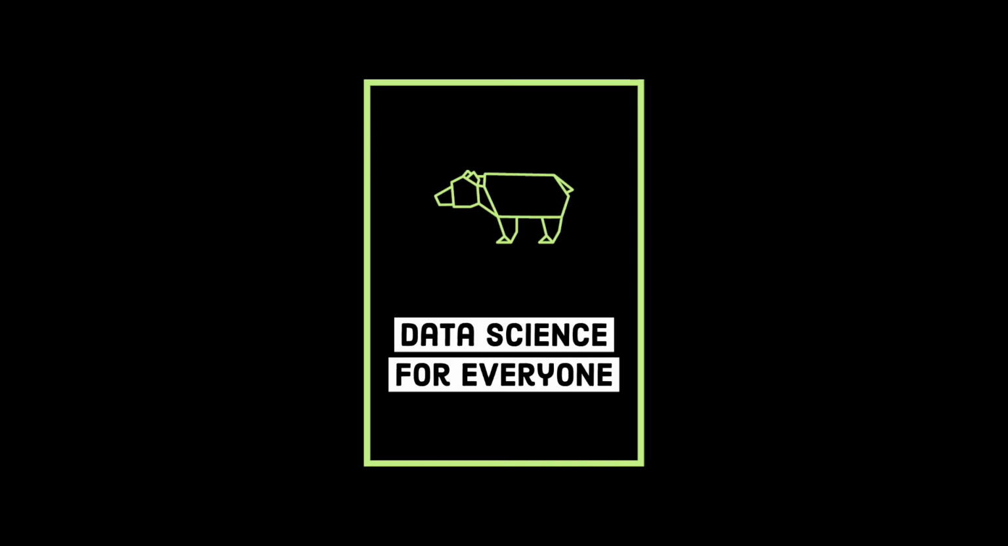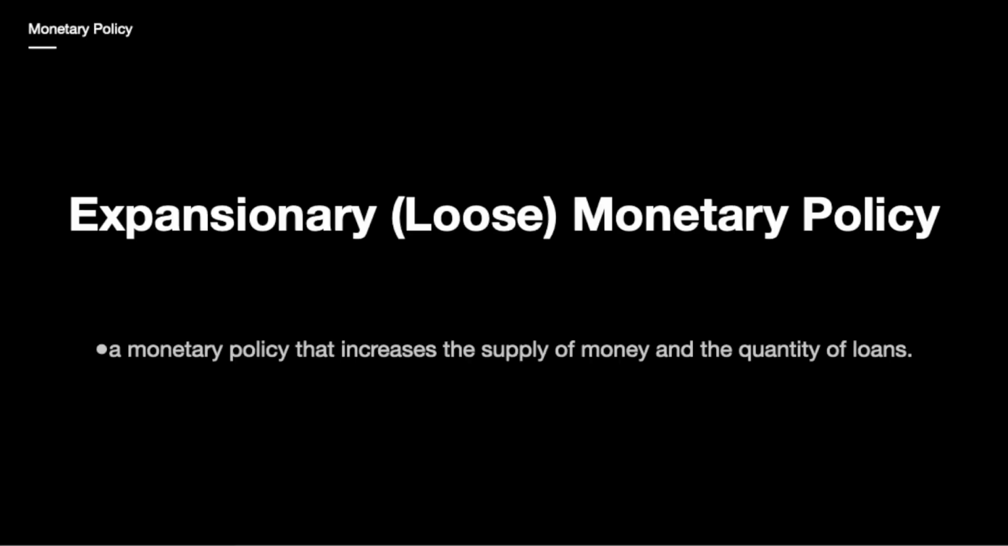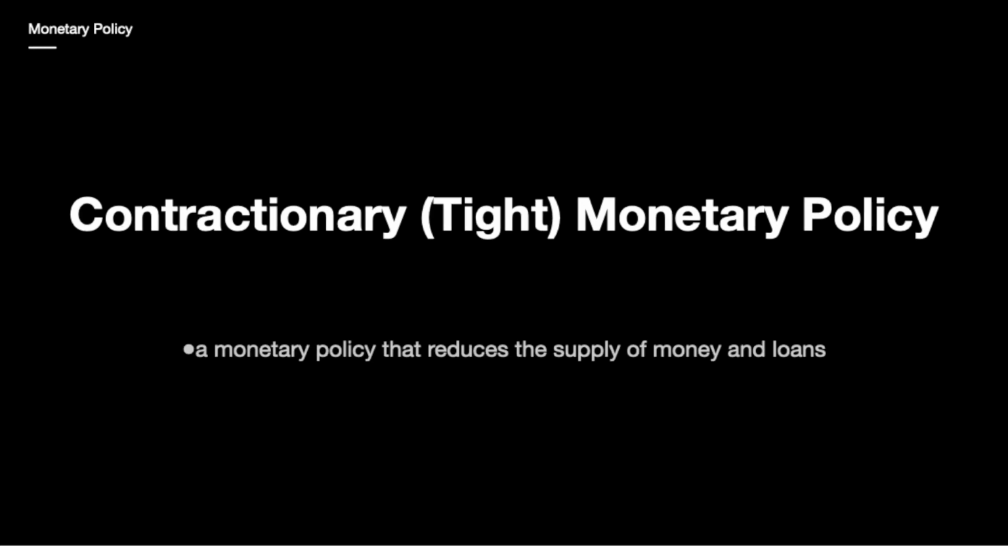Monetary policy and economic outcomes. Expansionary monetary policy, or loose monetary policy, is a policy that increases the supply of money and quantity of loans. Contractionary monetary policy, or tight monetary policy, is a policy that reduces the supply of money and loans.